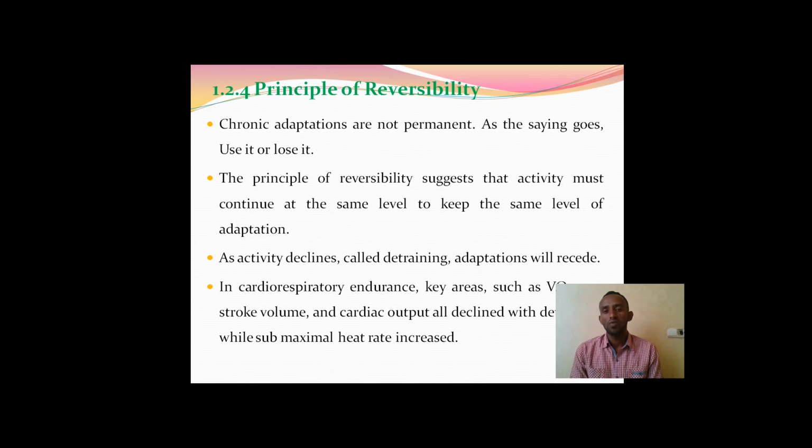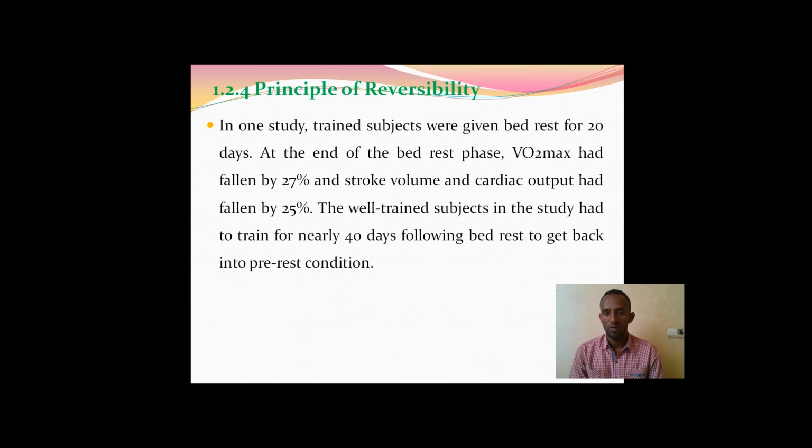What is the effect of exercise normally? Exercise will help you develop cardiorespiratory endurance and maximum oxygen consumption capacity. Your stroke volume will be high, cardiac output will be high, and your sub-maximum heart rate will decrease when you become fit. But when you stop exercising, VO2 max will be reduced, stroke volume will decline, and cardiac output will be reduced as well, but the sub-maximum heart rate will increase, which is an unwanted change in physical fitness.